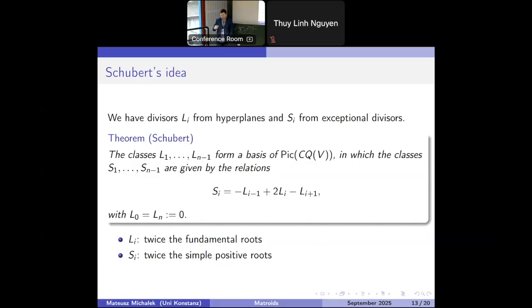How I would get them is I would realize that I don't understand CQ, but there is a containment of the full flag variety inside CQ. Full flag sits there. And hence, whenever you have a divisor in CQ, you have a divisor in full flag. And LIs translate to fundamental roots, and SIs translate to positive simple roots. And then I know the relations. Fundamental roots means E1 plus E2 plus E3 plus up to EI. Simple roots is, I forgot, EI minus EI plus 1 or the other way around.